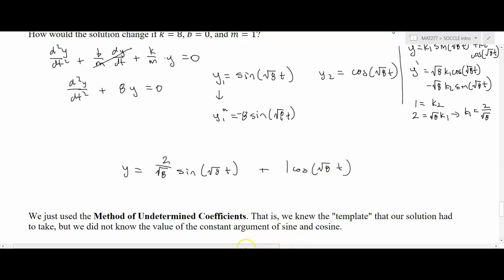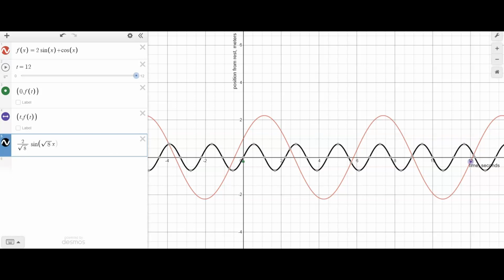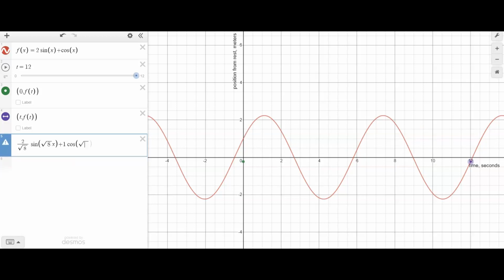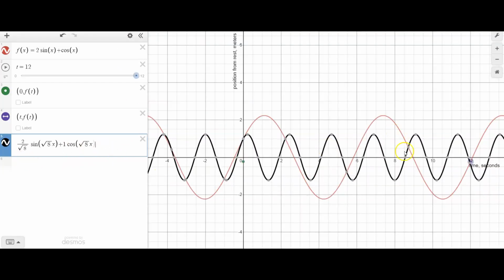So let's go ahead and compare our solutions. Now we have 2 divided by the square root of 8 times the sine of square root 8x plus 1 cosine of square root 8x. And just double checking, that's what we should have. One of the things you notice right away is, first of all, the initial conditions are both the same, and the only thing that's changed here is the spring constant.